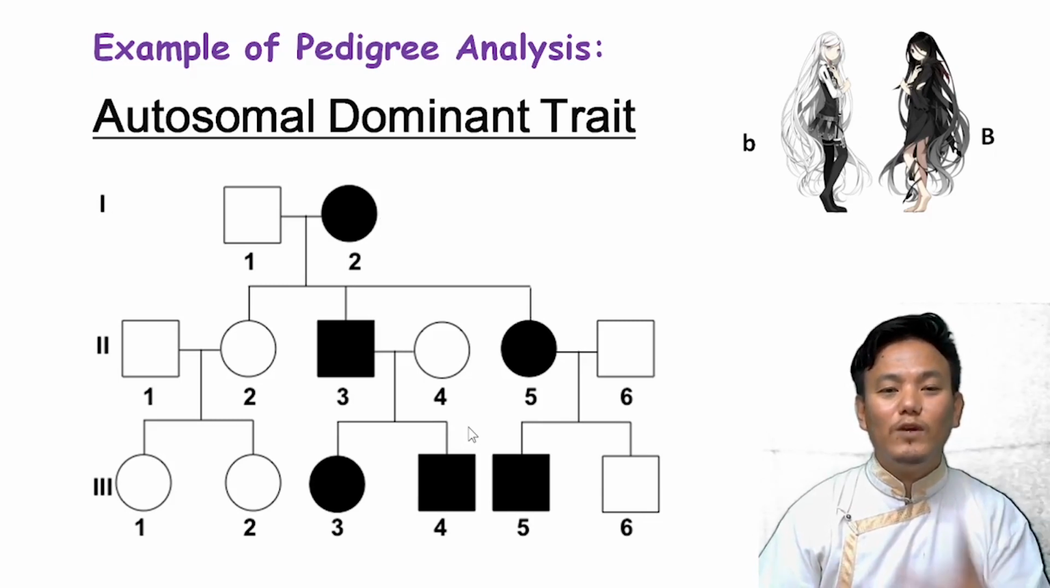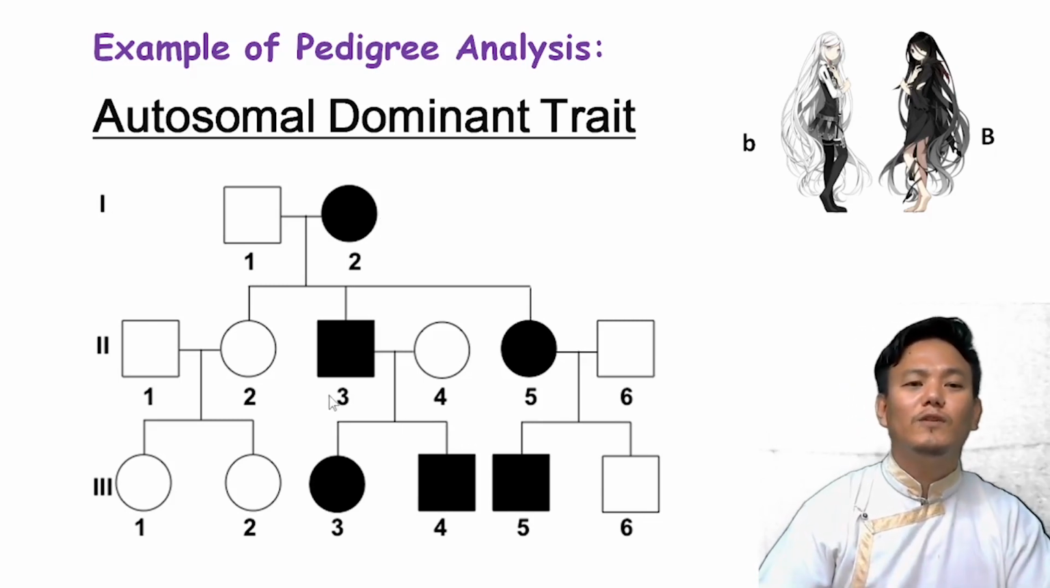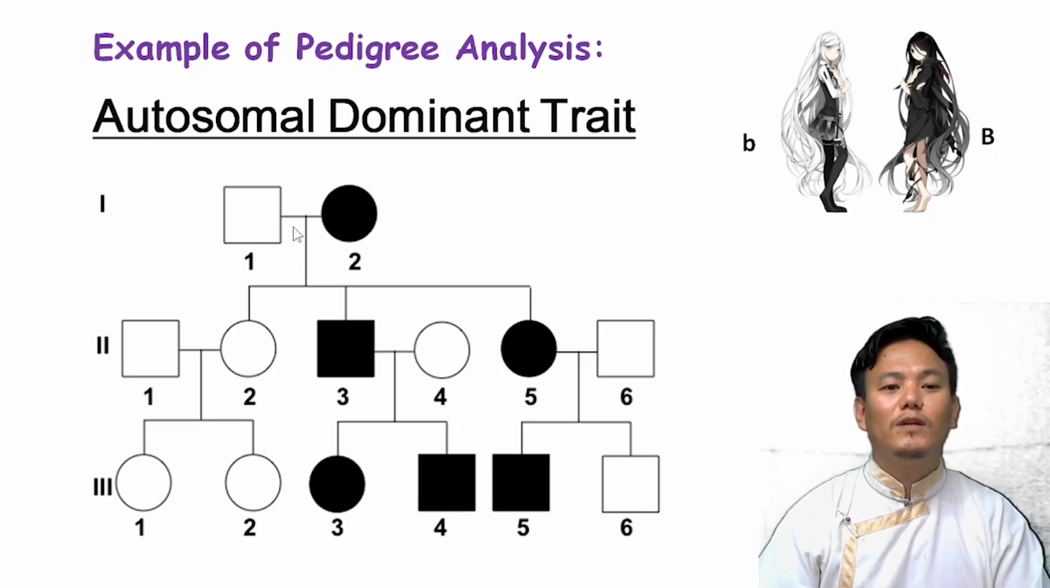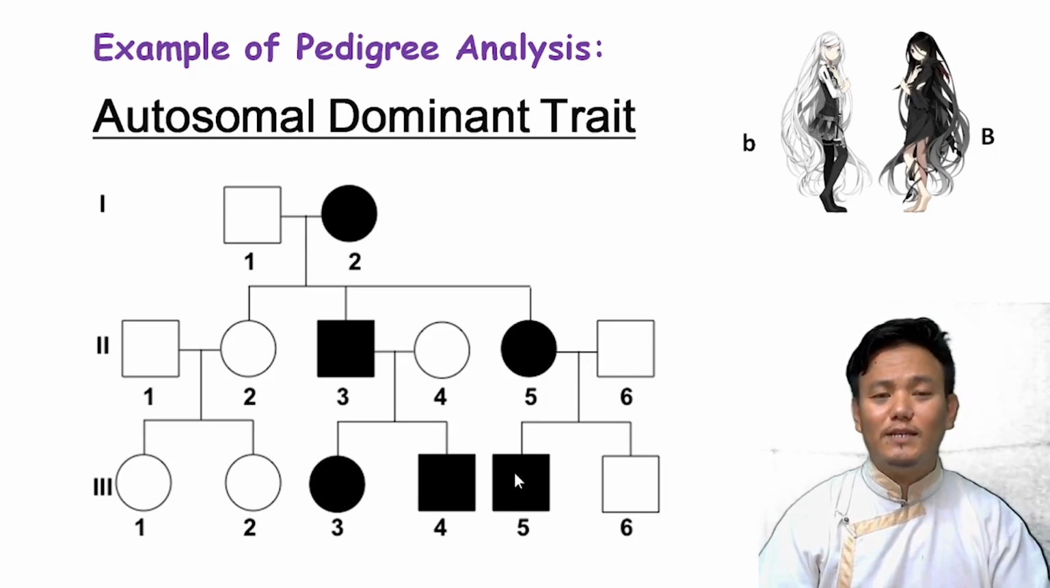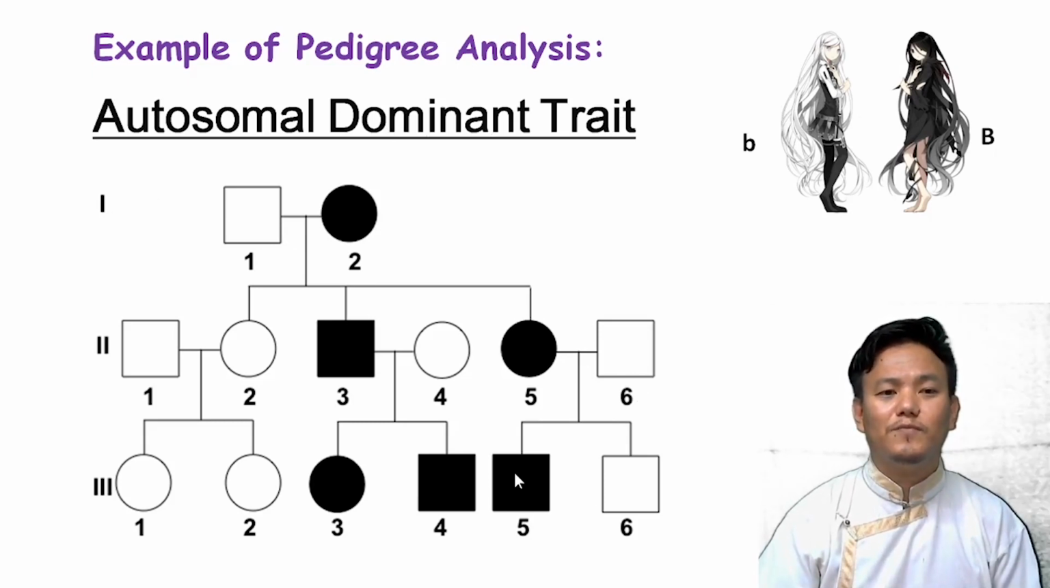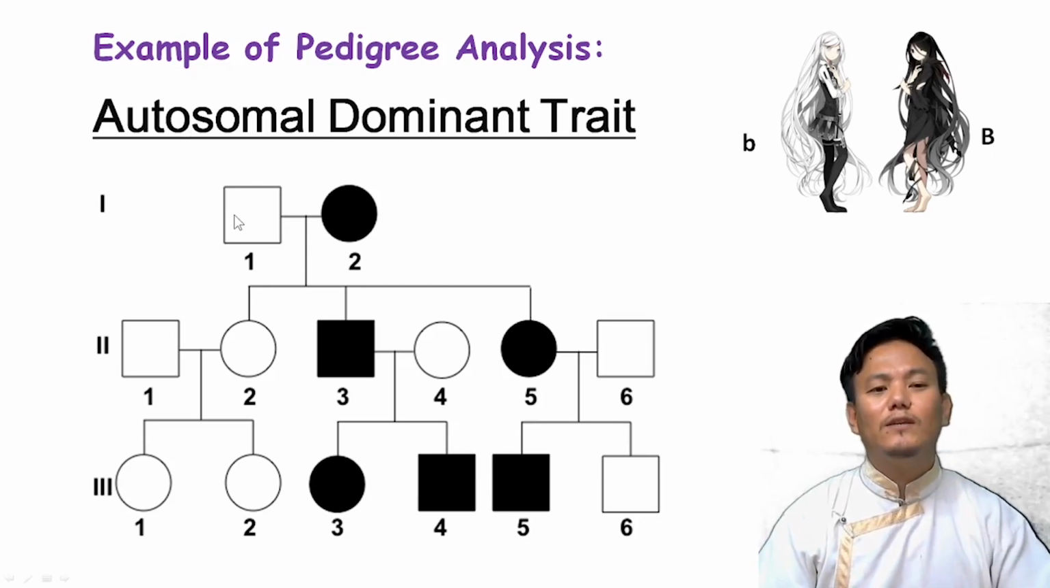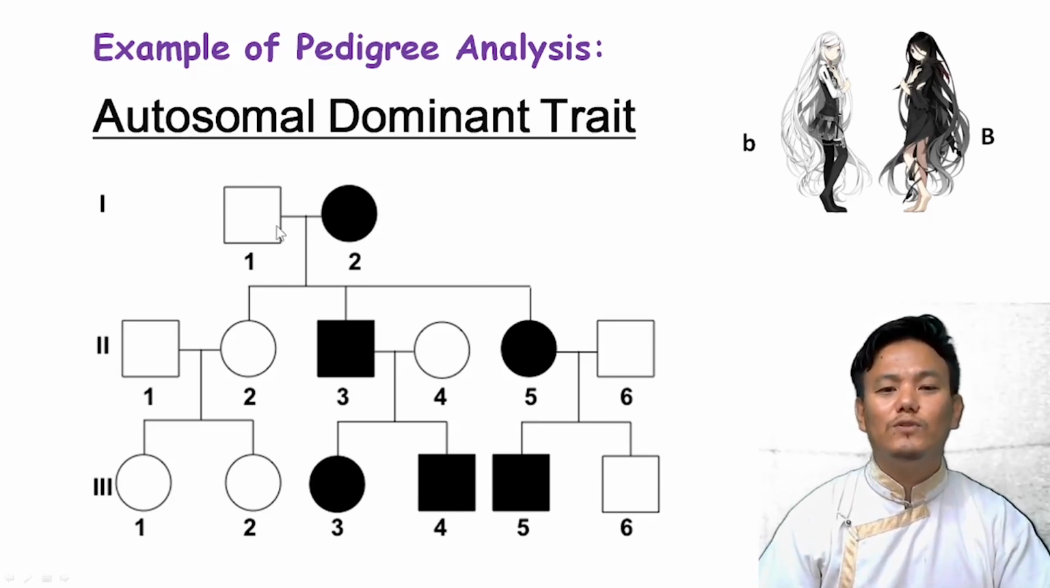I have one important tip here. If the trait is autosomal dominant, just by looking at this chart and understanding the symbols and their meanings, can we guess exactly the genotypes of individuals in this chart? Just think for a moment. Can we guess the genotype of these individuals? Did you come up with an answer?